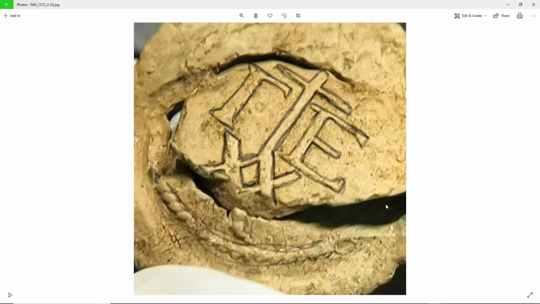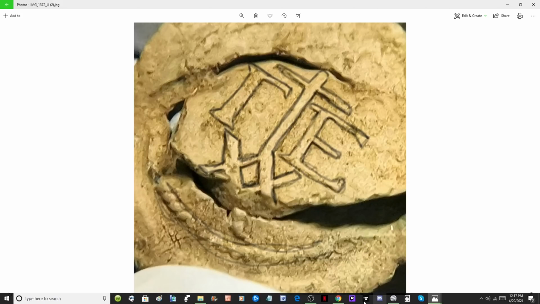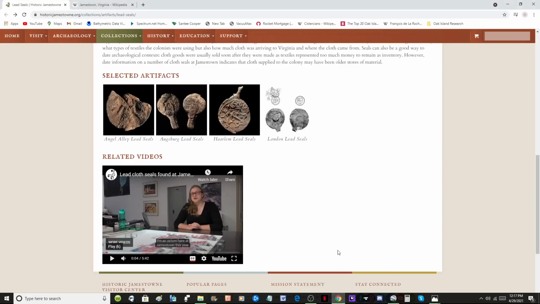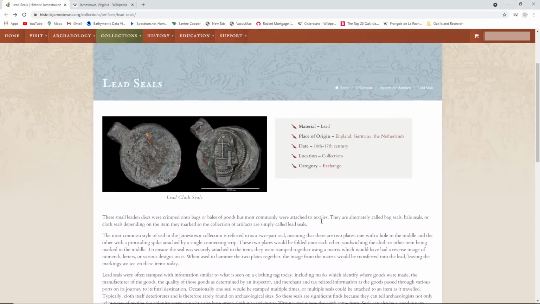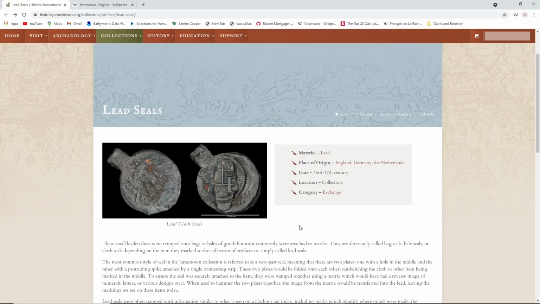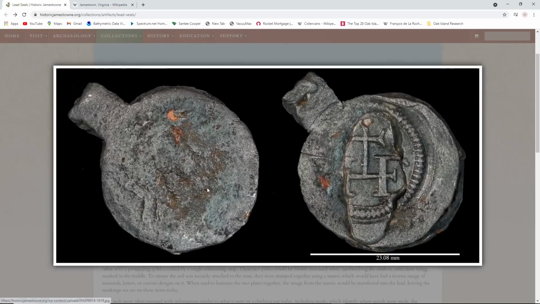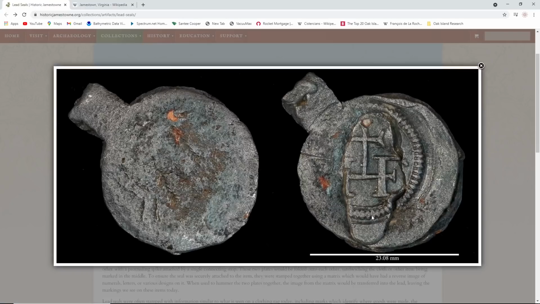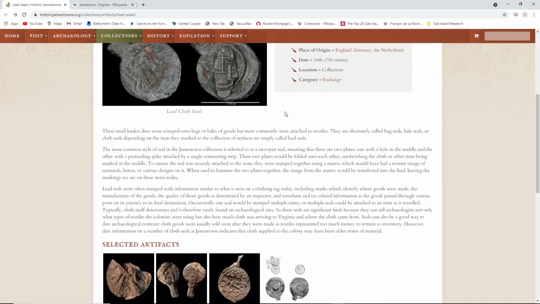And this is very telling. It took me just a few minutes, actually a few seconds, and I found this website here. This is about Jamestown and what they found on Jamestown. And here's a lead seal that looks pretty close to what we have. There's a cross, and it looks like there's an epsilon here, different style though. And this doesn't look like the Greek letter gamma. It looks like it might have been an H. But these lead seals can tell us a lot of information.